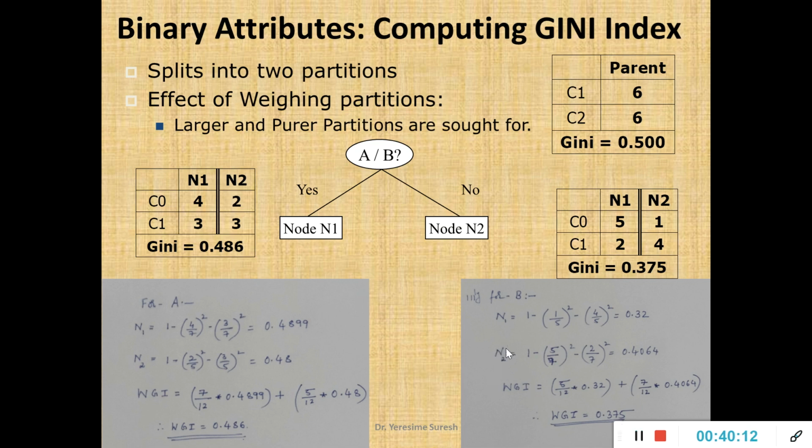So make a slight note of this here. This should be N1 and this should be N2, but the values are correct. There is nothing wrong in it. Just rename this as N2 and this as N1, so we'll just define it.